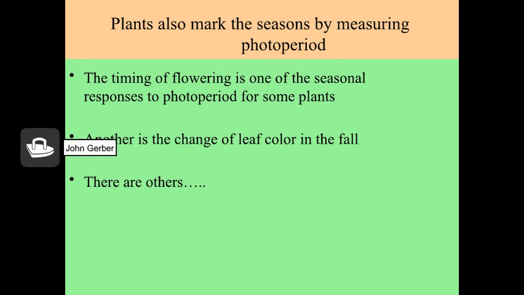There are also seasonal effects of day length. Timing of flowering, for example, is a common photoperiod response. Another is the change of leaf color in the fall. As days get shorter in the fall, leaves start to change on deciduous trees. There are others. We'll take a look at some.